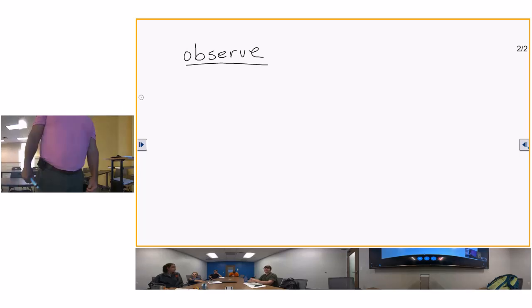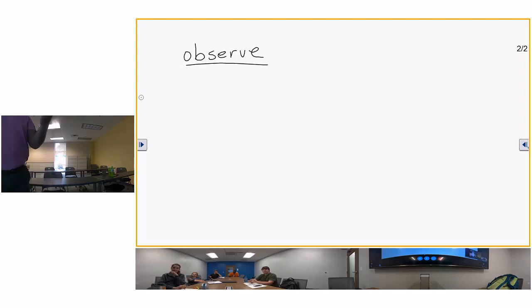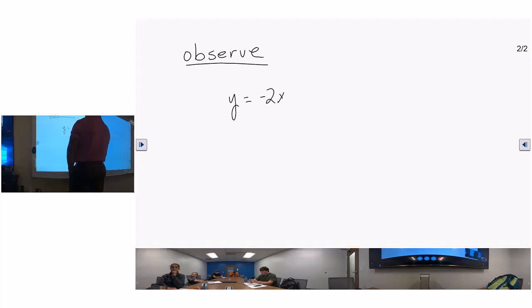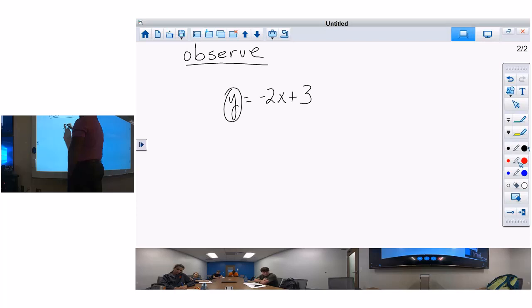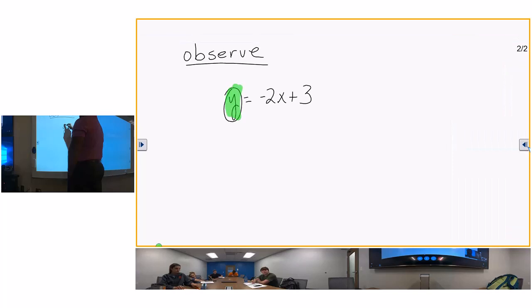Now, observe. Observe means that you look at an equation and you can extract the information out of it, okay? So, let's look at this one. Y is equal to -2x plus 3. Y is by itself, and that is good for graphing. So you need to highlight that Y. We'll highlight it in green, meaning that's a good thing. When Y is by itself, that's a good thing.